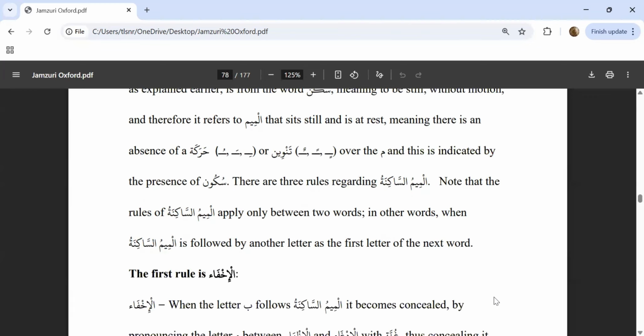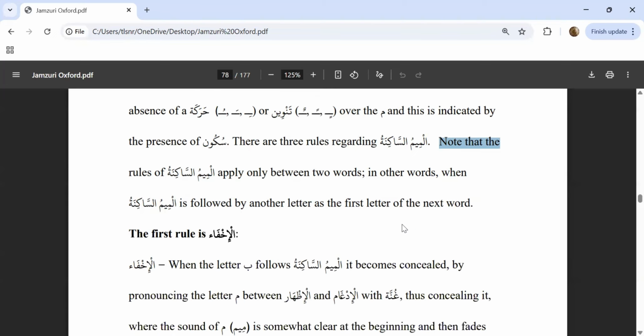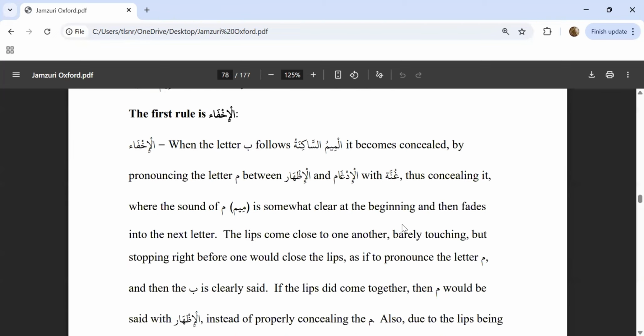And again, note that with the rules of the meem sakina, the rules apply only between two words. So, in other words, when we have one meem sakina that is followed by another letter as the first letter of the next word. So if we take a look at the first rule, ikhfa. Again, ikhfa means to hide or to conceal.